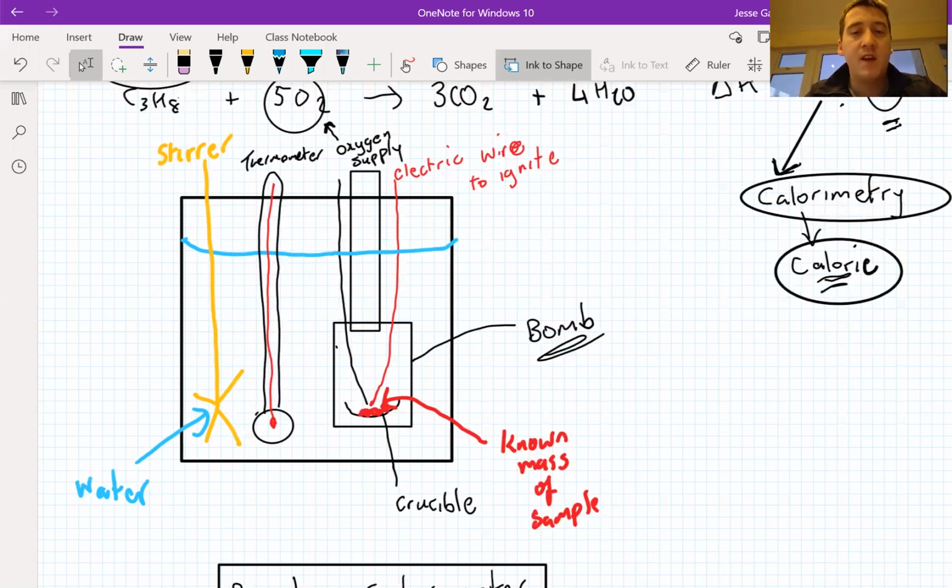So make sure you have the outside calorimeter. So this is the calorimeter. So with the calorimeter, make sure you have the bomb, you have the crucible with the sample and known mass of the sample, you have the oxygen supply, the wires which are for ignition, and then importantly, you have a stirrer to distribute the heat, and you have a thermometer to measure the temperature. And make sure it's filled with water that's labeled. Okay, so all of those are important labels to have in there. Well done if you got that right. If not, pause the video and add any details that you need to.